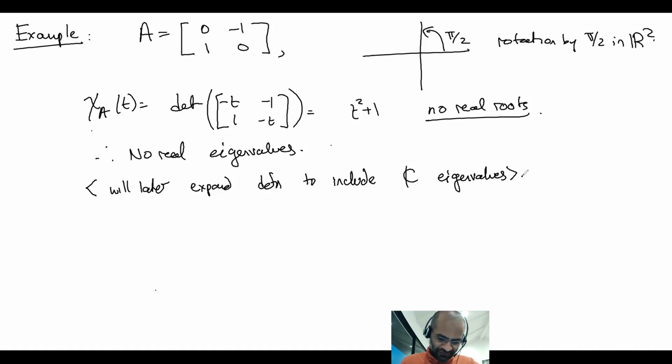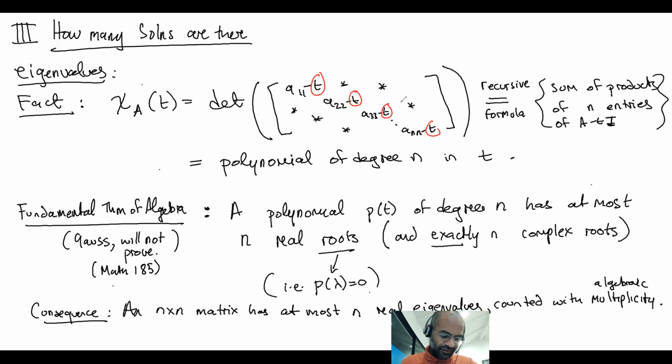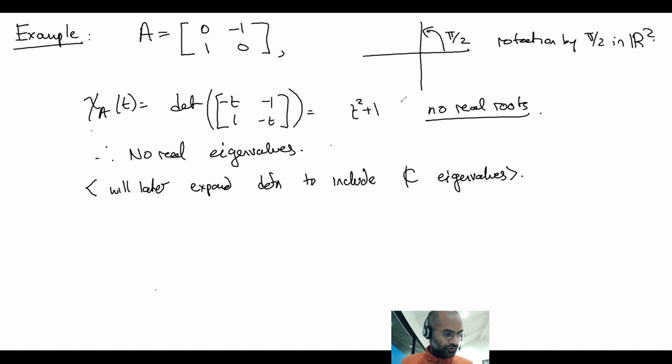So you can have less than n real eigenvalues. So that's it for counting eigenvalues. What about eigenvectors? That's actually more interesting and quite a bit more subtle.